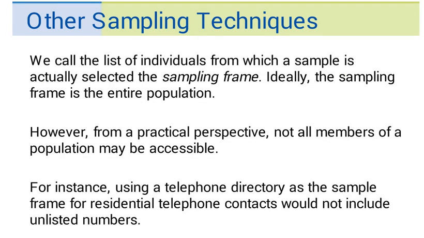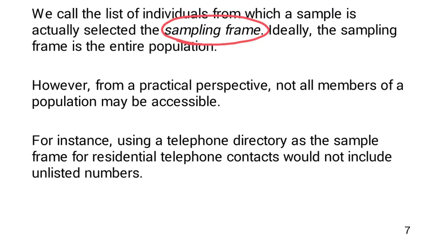When we're sampling, we have what's called a sampling frame. And ideally, the sampling frame would be the entire population. So everybody we'd be interested in, we'd want to be at least up for consideration to be included in our sample. However, that is not always practical. You'll see an example here.